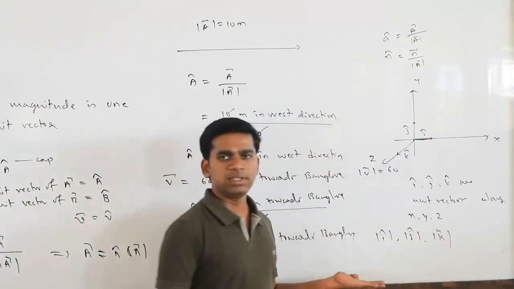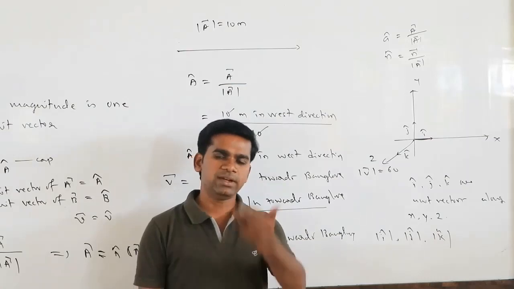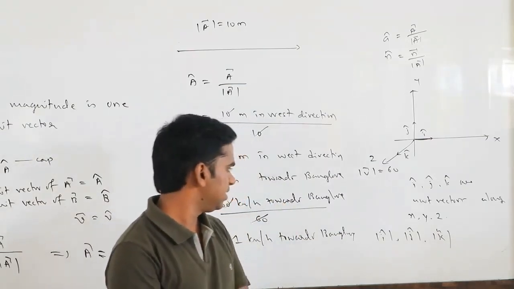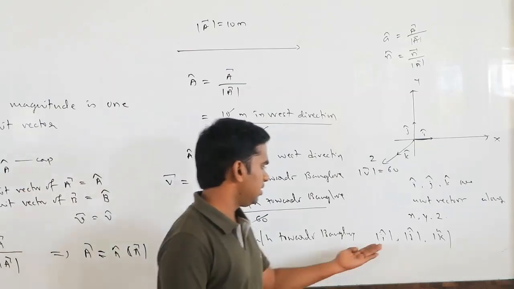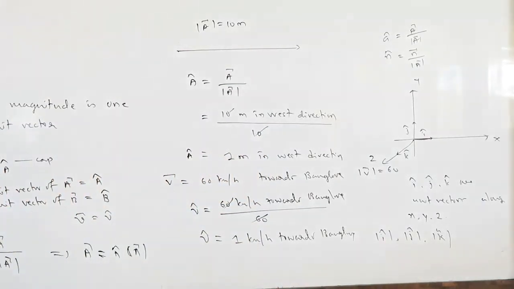Now what will be the magnitude of i cap, magnitude of j cap and magnitude of k cap? That you will think and tell me the answer. Think of the answer, we will discuss in the next class. It is simple. i cap is a unit vector, which means its magnitude is, obviously, you can easily get the answer.